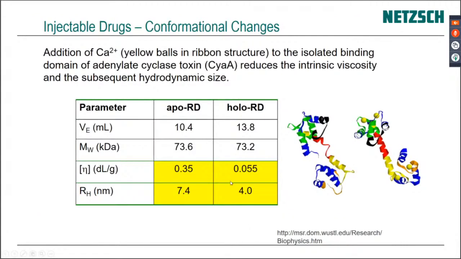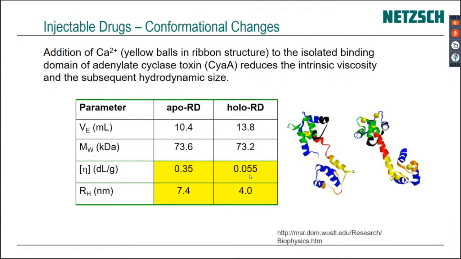So here's the hydrodynamic radius. It's gone from 7.4 nanometers down to 4 nanometers. And so it is smaller. Obviously, these parts are tied together. It's not going to swing out into a larger radius, but the viscosity goes down 8-fold. So even though the radius only dropped maybe half, or not even half, the viscosity has gone down 8-fold with the holo structure. So in this case, it would be wise to bind it to calcium in the formulation such that it would be a very low viscosity for injectability.